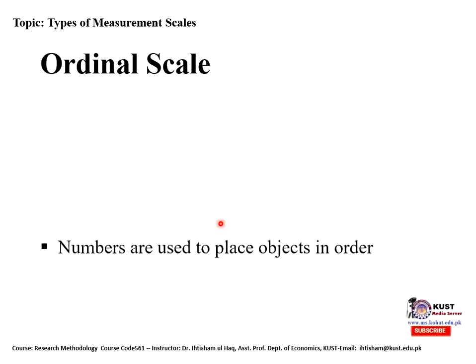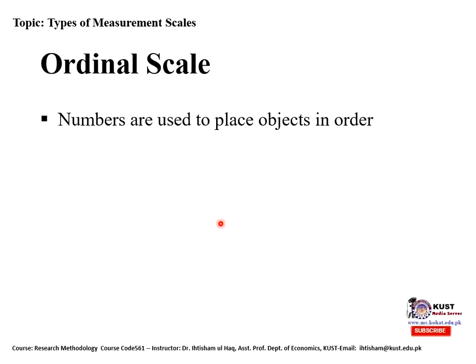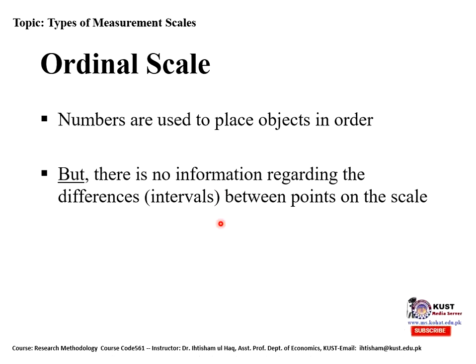Ordinal scale: these numbers are used to place objects in order, but there is no information regarding the differences between points on the scale. Ordinal scale means ranking of the objects. For example, if we rank 1, 2, 3, 4, obviously rank 1 will be considered better than rank 2, and it is not like a simple number where 2 is greater than 1.